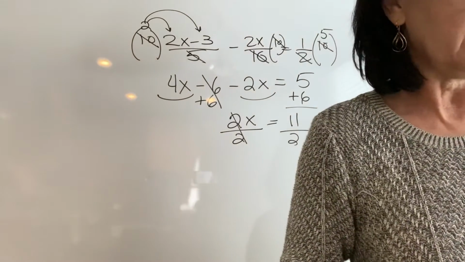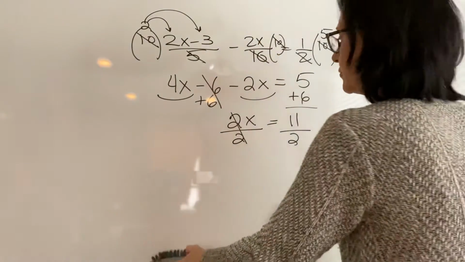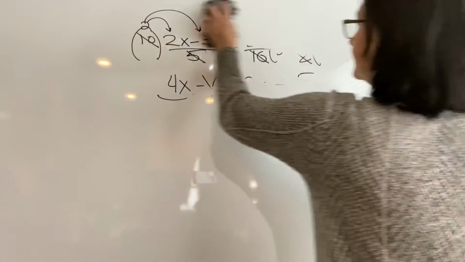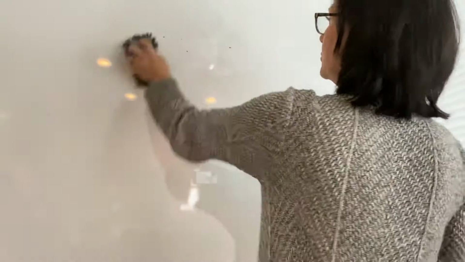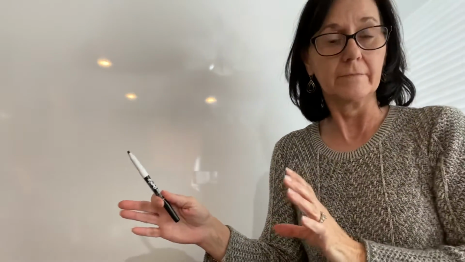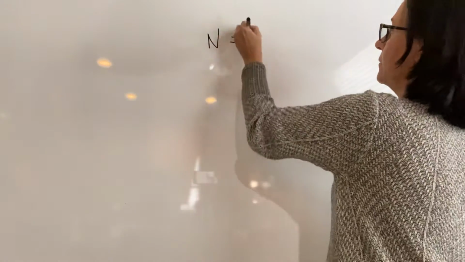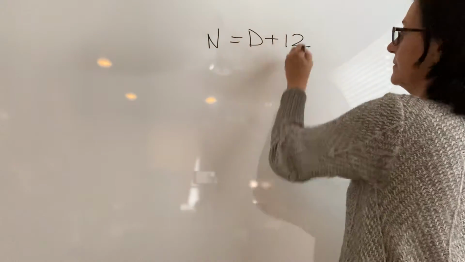The next question is number 20. Use substitution to solve. When we use substitution, we're going to have one variable equals something, and we're going to substitute that into the other equation. So instead of n sub n and n sub d, I'm just going to write nickels and dimes. So n equals d plus 12. Nickels equals dimes plus 12.